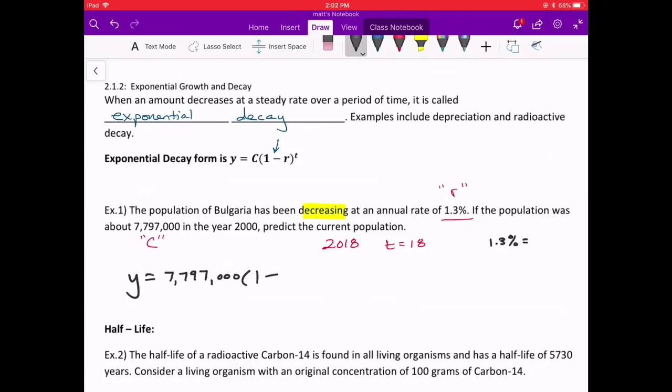1.3% is the same as 0.013 as a decimal. So that's what's going to take me below 1. So when I'm multiplying, it's going to decrease. And I'm going to do that over an 18-year period.